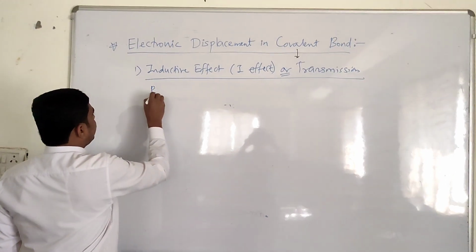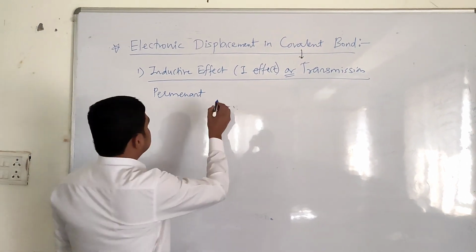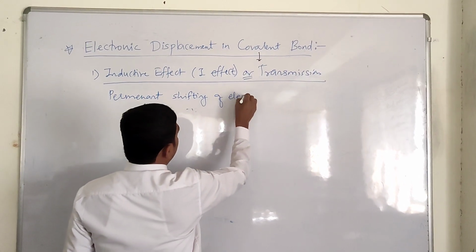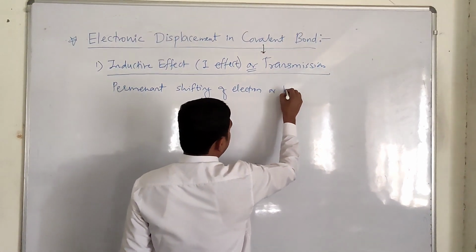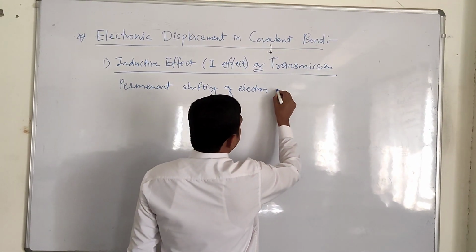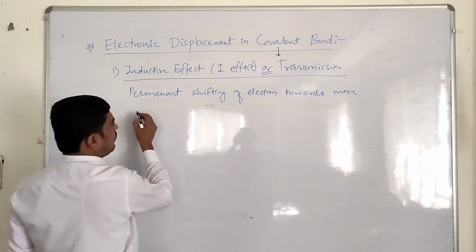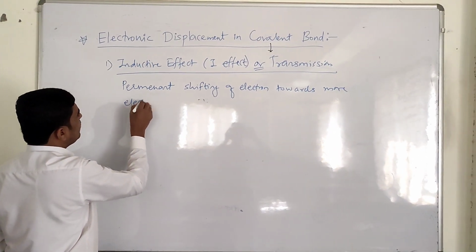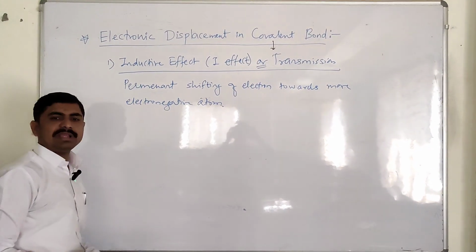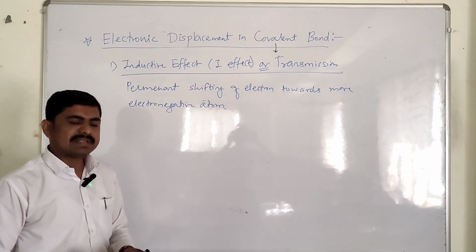It is a permanent shifting of electron or lone pair of electron, or we can say permanent shifting of electron towards more electronegative atom. So in inductive effect, shifting is possible because of difference in the electronegativity.